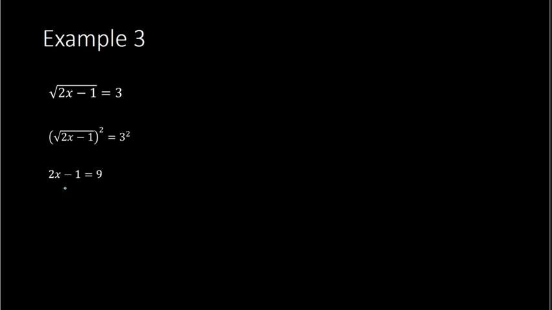Now from here, the square root is gone, and now I can solve like a regular equation. So I work in reverse order of operations. I see we have 2 times x, which is multiplication, and I see minus 1, which is subtraction. So working in reverse, I start with subtraction.